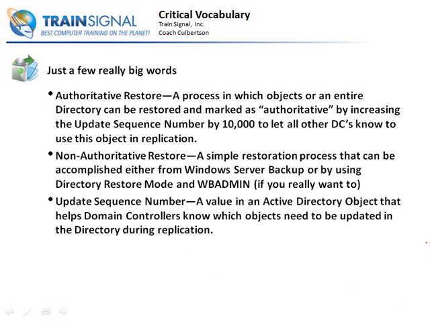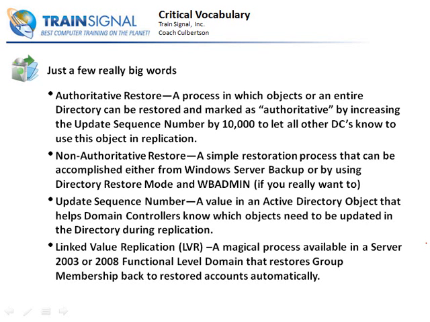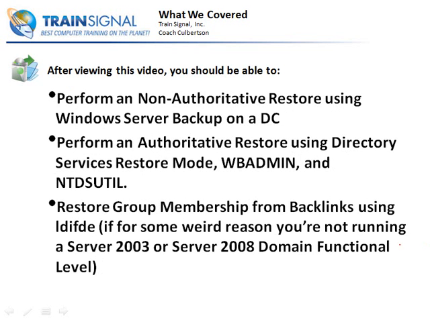All right, the update sequence number. It's a value in an Active Directory object that helps domain controllers know which objects need to be updated in the directory during replication, right? And linked value replication. I've talked to you about this a little bit, but basically it's a magical process. It's available in the Server 2003 or 2008 functional level domains that restores group membership back to restored accounts automatically, so you don't have to mess around with that ldifde command.